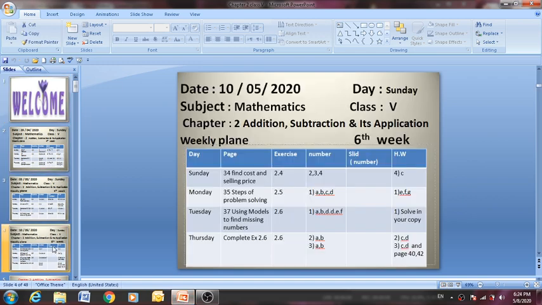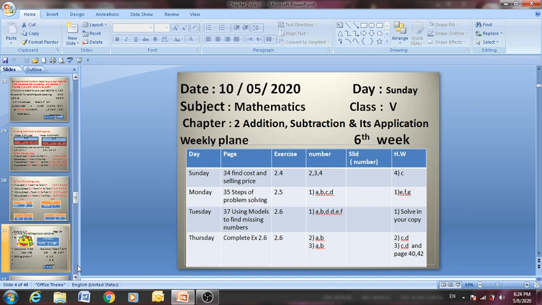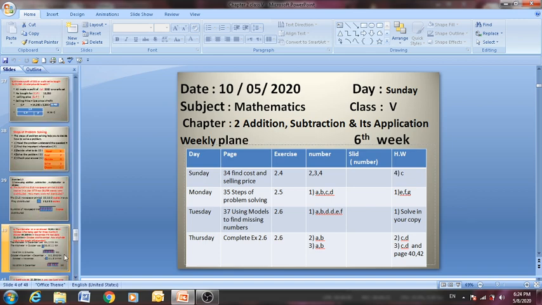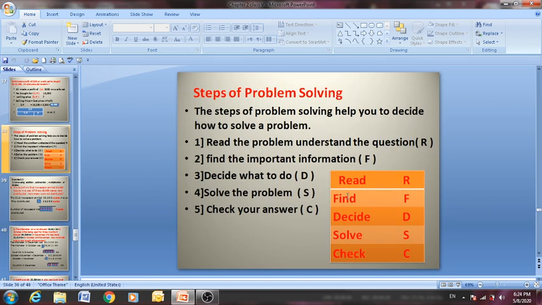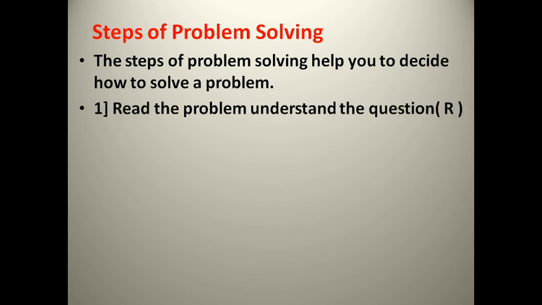Today we will take the steps of problem solving. Exercise 2.5, number 1, letters A, B, C, and D. The steps of problem solving help us to decide how we can solve the problem. So here we have 5 steps.